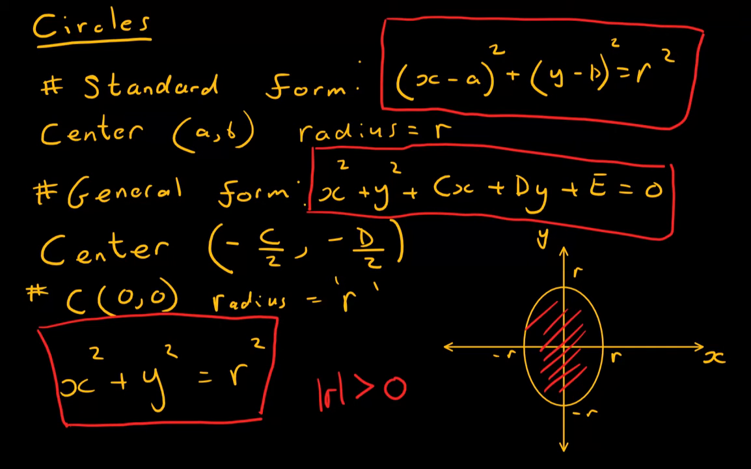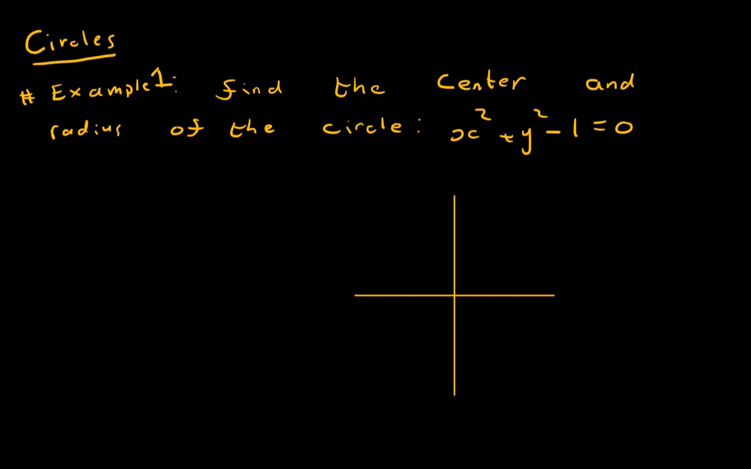Let's have a look at an example. Example 1, find the center and radius of the circle x² + y² - 1. Okay, so let's just use a method. Firstly, by considering the coordinates of the points on the axes. So this is the x-axis, this is the y-axis. I think you can all agree that y is equal to 0 all along the x-axis, and x is equal to 0 all along the y-axis.